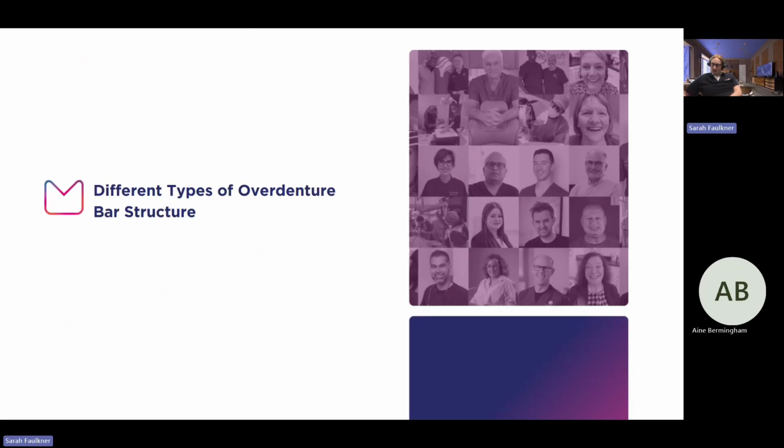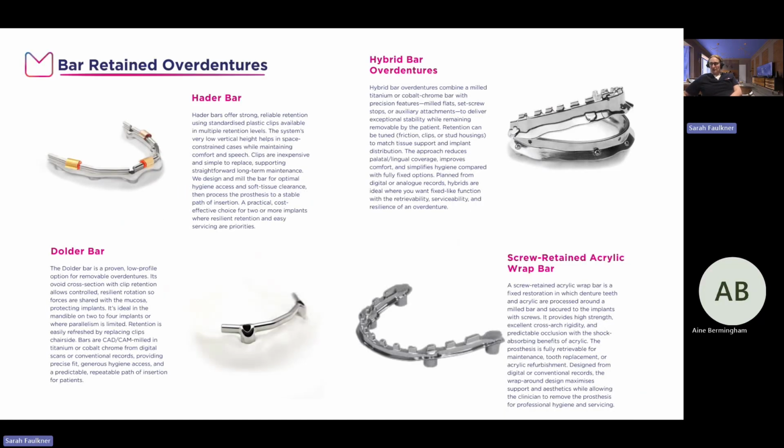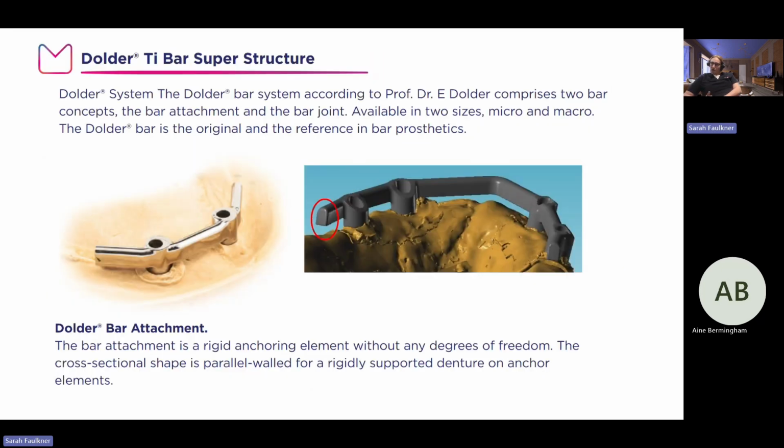As I said, all of the standalone systems, like Locator and ball attachments, are more or less all of the same premises. So if we just have a little look now at the different types of overdenture bar structures. Bar structures come in a whole variety, so I've narrowed it down to 4 different types, really. For the overdentures, I'm doing 3: the Dolder bar, the Hader, and the hybrid 2-in-1. We also have a screw retained acrylic wrapped, not really an overdenture, but just a denture that is screw retained.